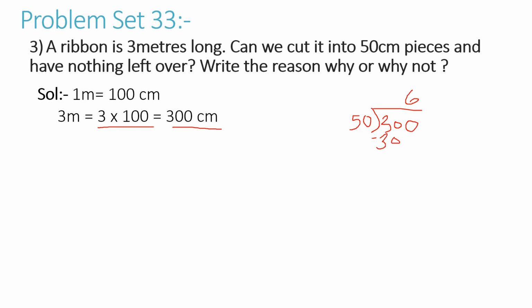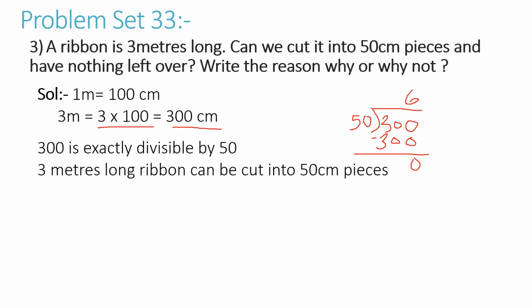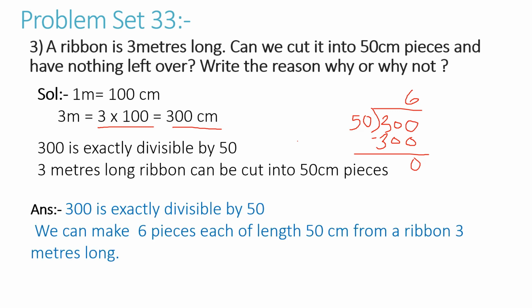So what answer do you get? 6. So you can say that 300 is exactly divisible by 50. So a 3 meter long ribbon can be cut into 50 centimeter pieces. So answer: 300 is exactly divisible by 50. So we can make 6 pieces each of length 50 centimeter from a ribbon of 3 meter long.